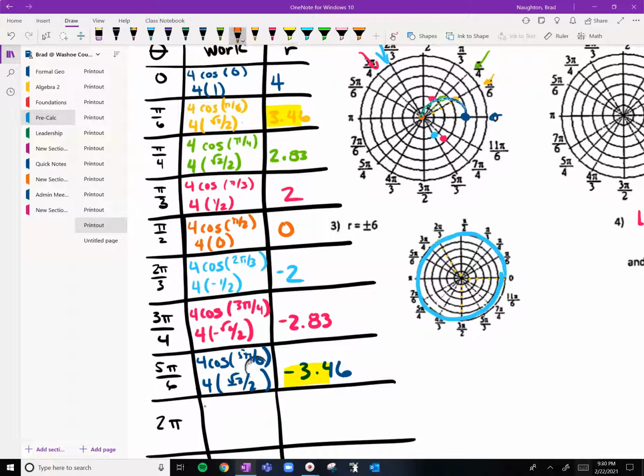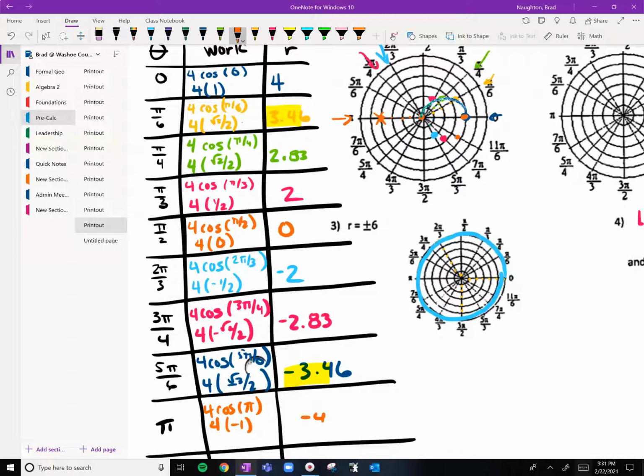And then 2 pi, so 4 cosine of 2 pi, excuse me. This should be just pi. Shouldn't do stuff too late at night, so thankfully we caught that mistake before we went too far. So pi is going to be 4 times negative 1, which is negative 4. So normally I would go here, I'd go 1, 2, 3, 4, but it's not going to be that because it's the negative direction. So look, I ended up right back where I started.